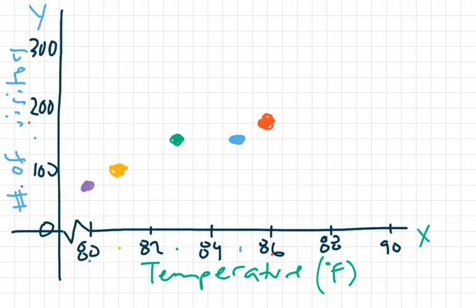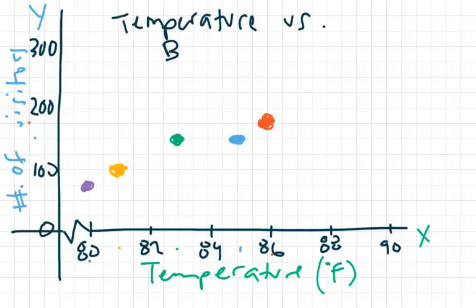Let's make sure we also give this a nice title. We could call this temperature versus beach visitors. And there is my final scatter plot.